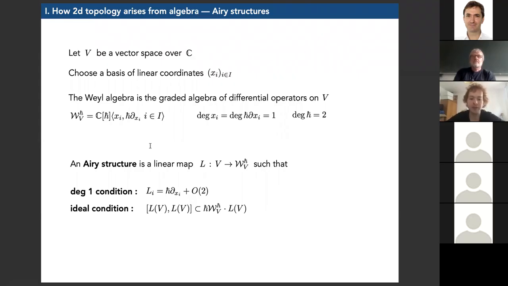An Airy structure is going to be a linear map from the vector space V to the Weil algebra. So it's a collection of differential operators, one for each of the basis elements. And we want that this collection of operators satisfy two conditions. The first one is that up to terms of degree 2 and higher, you want Li, which is the image of the ith element of the basis, to start with h bar derivative dxi plus something. This means there's no constant term and there's no linear coordinate like xi. It's just a pure order 1 derivative plus higher order.